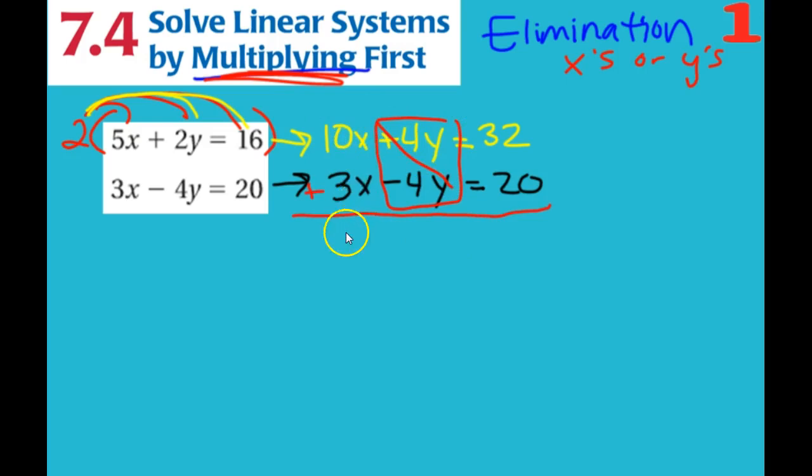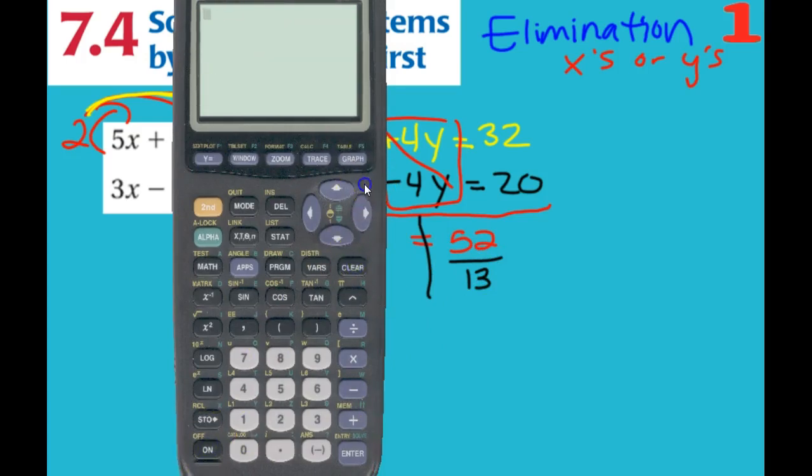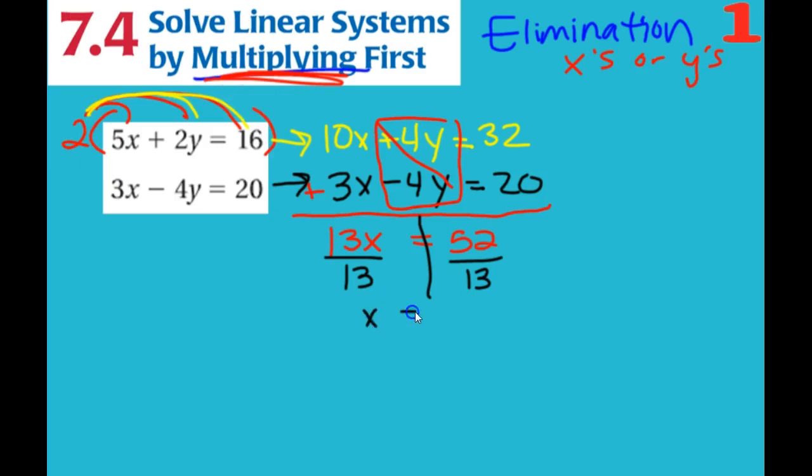Then we have 10x plus 3x gives us 13x. And adding these, that gives us a 2. 3 plus 2 is 5, so we have 52. And then to solve this, we just need to divide by 13. If you don't know what that is, we can plug it in, if I can get my calculator to work. 52 divided by 13 should give us 4. So I know x is 4.